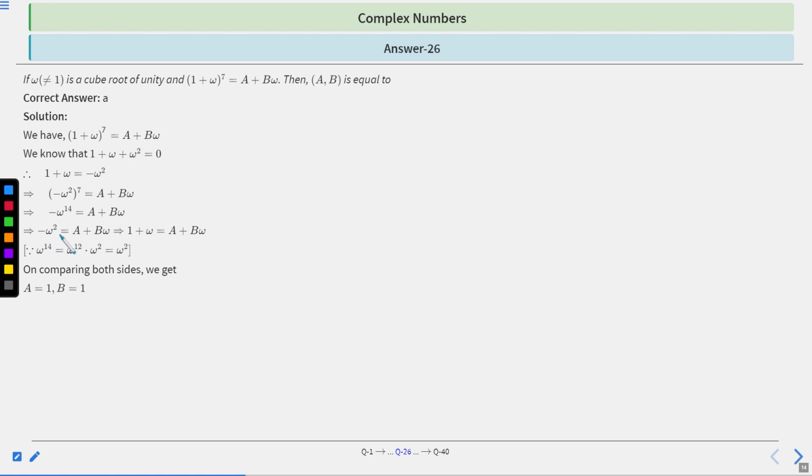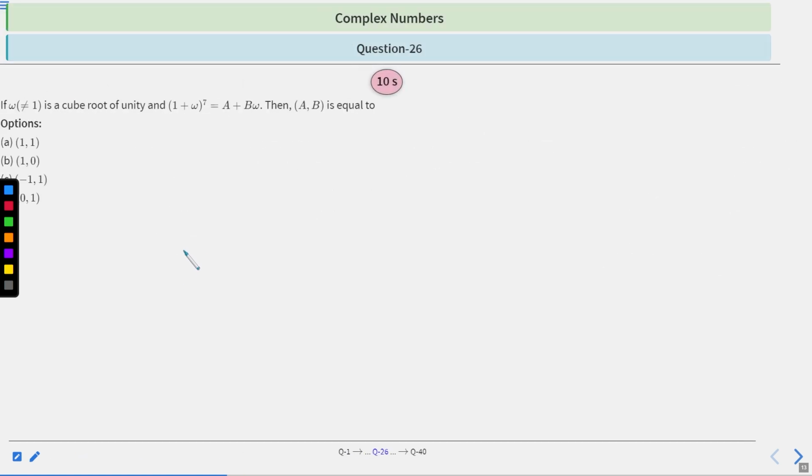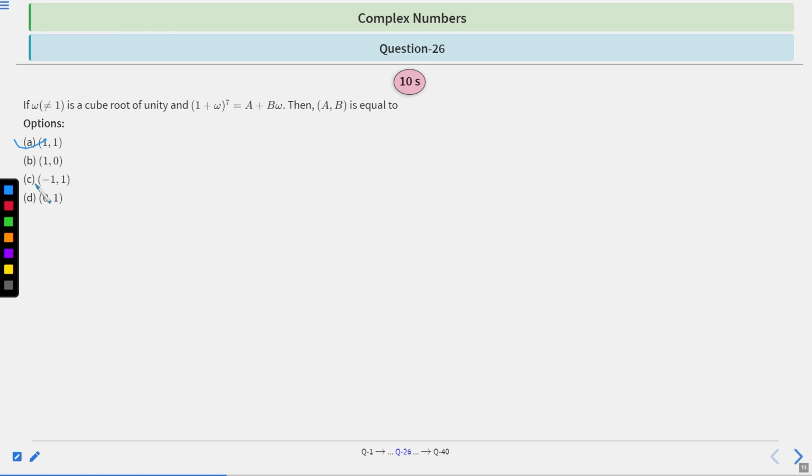So minus omega square is equal to a plus b omega. Now minus omega square can be written as 1 plus omega, right? So 1 plus omega is equal to a plus b omega. Now a will be 1 and b will be 1 by comparing both sides. So I think a is equal to 1 and b equal to 1. Option A will be the right choice.